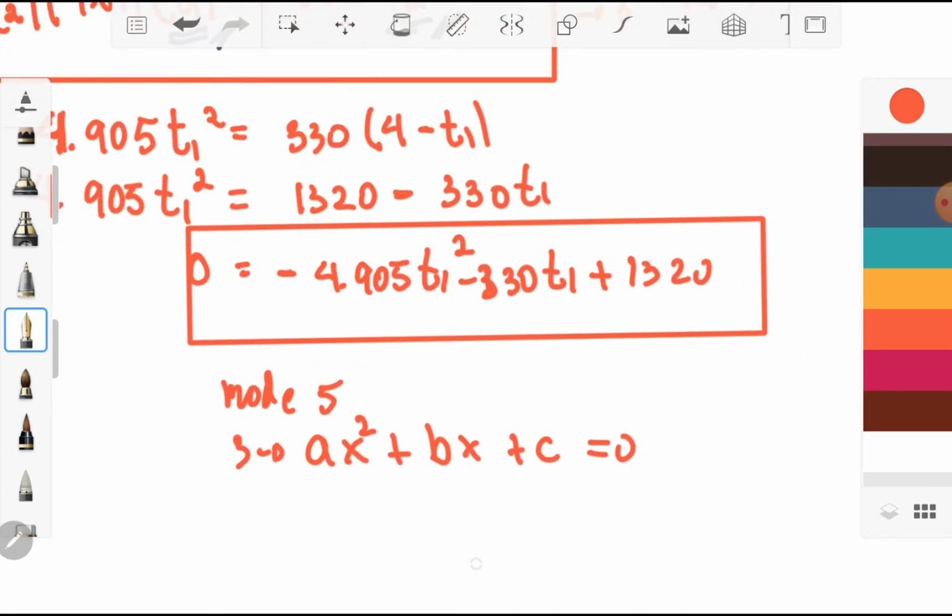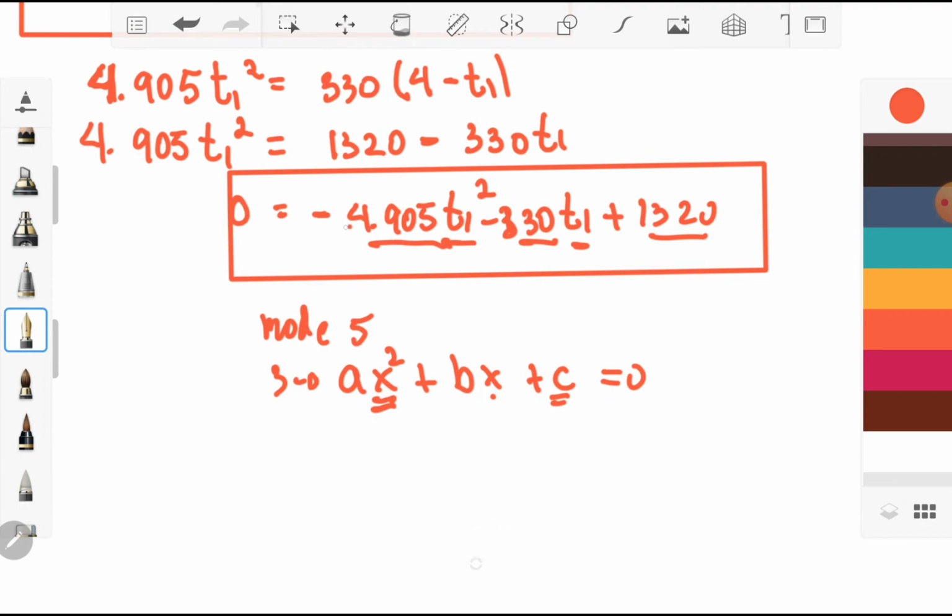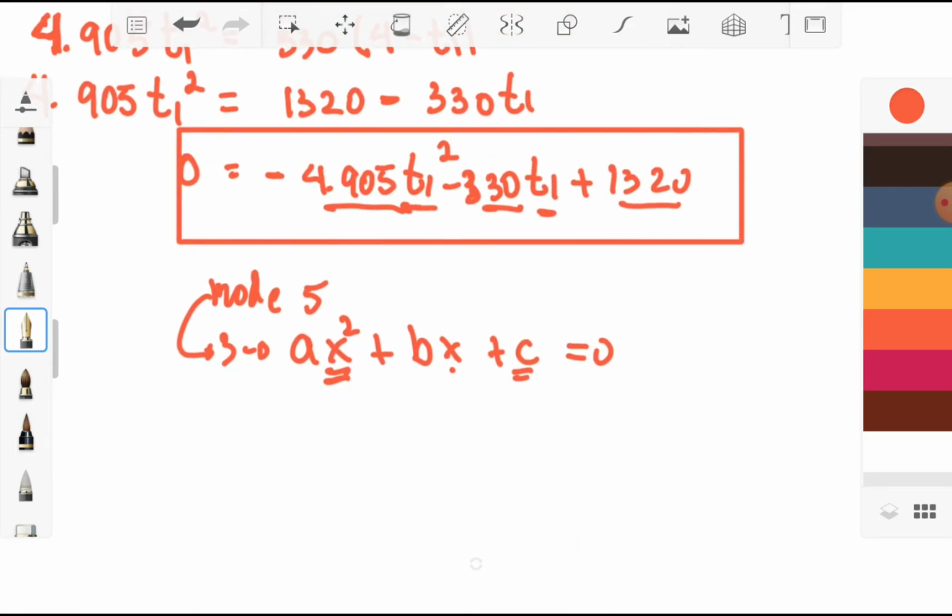And then you would input negative 4.905, negative 330, and then 1320 in the order of X squared, X, and C. Take note that your X squared will be denoted as your T1 squared and your X will be T1. Okay? And then your C is your constant, which is 1320. Why do we need to do it this way? Because it is a requirement of your calculator that you transpose your C to the other side of your equation, so that only one side of your equation equals 0.